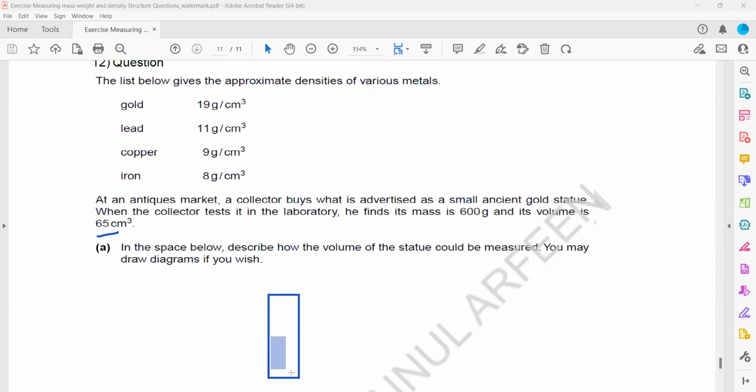Fill the measuring cylinder with liquid, but whenever you draw any diagram, it should always be labelled. Then you can use the displacement method, or you can use a measuring cylinder. In the displacement method, we completely fill it with water, and when we add an object, the liquid will be displaced. How much liquid is displaced is equal to the volume of the object. So this is a statue, a small statue, because it's 600 grams and 65 cm cubed, which is a very small volume. So this volume is V1, this one will be V2.